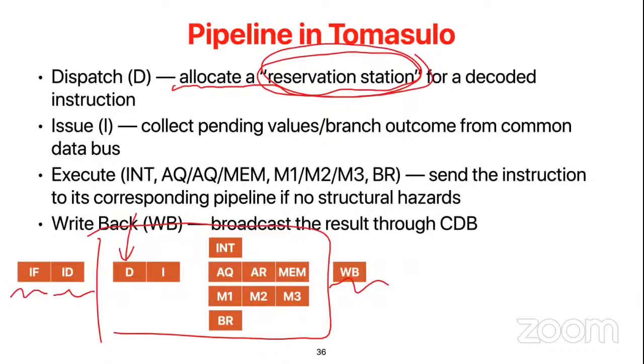And there is another stage, issue. It means that, okay, we got a reservation station, but remember, what we need to execute an instruction is to make sure that all inputs are ready. So this is the stage where we are collecting all the pending values and branch outcomes from a common data bus. The common data bus is a broadcasting network to tell all the instructions in the reservation stations, or all the instructions in the issue stage, if you are ready to go.